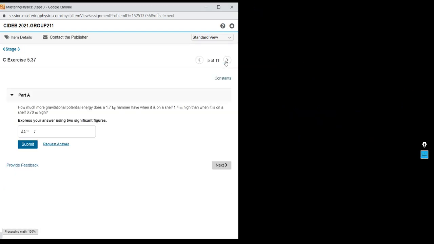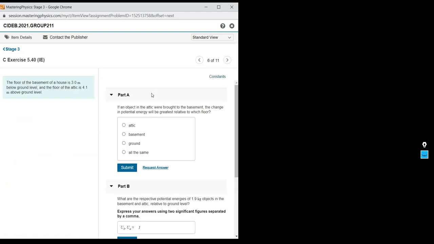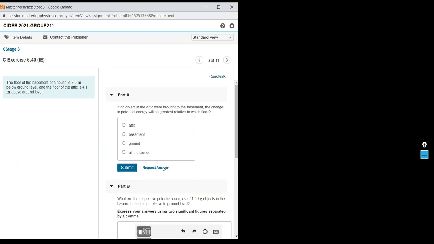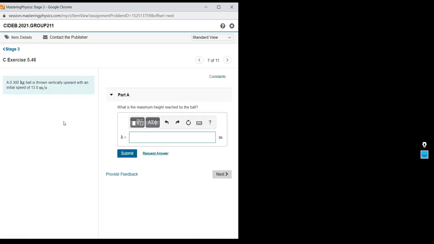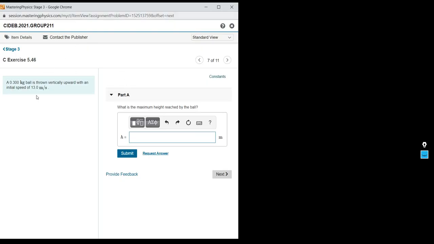Problem number 5. This one is very simple. Problem number 6. This one also is quite doable for you. Should be. Okay, let me do this one, problem 7. Let me make a little stop. Okay guys, so problem 7 out of 11. This one is rather also quite simple.